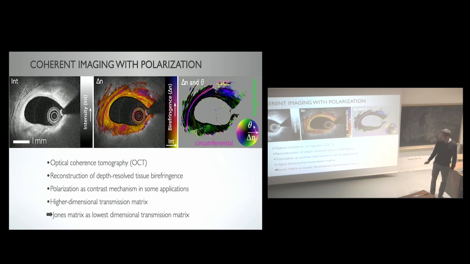I would also like to cover some practical applications where we use polarization as a contrast mechanism. And we'll talk in some detail about Jones matrices. I would like to challenge you throughout this presentation to think of Jones matrices as the lowest dimensional transmission matrix. It's the smallest matrix you can get, but it's no longer a scalar problem. And if time permits, I would also like to talk a little bit about the higher dimensional transmission matrix work that we've been doing. Please ask questions throughout if anything comes up.